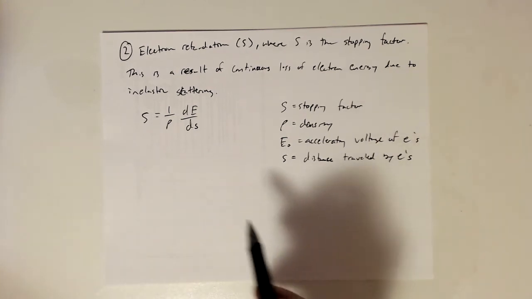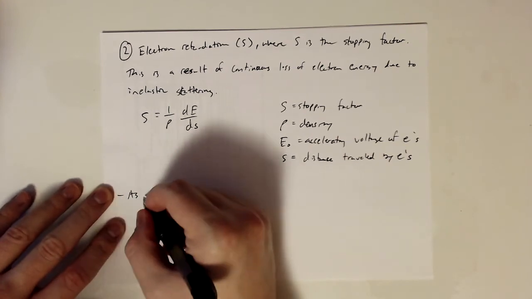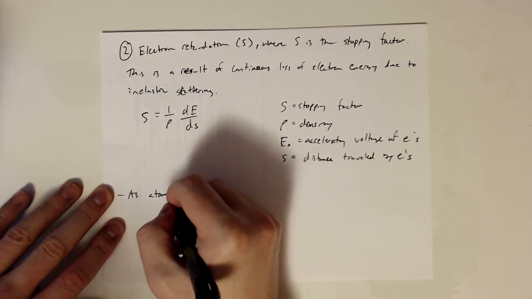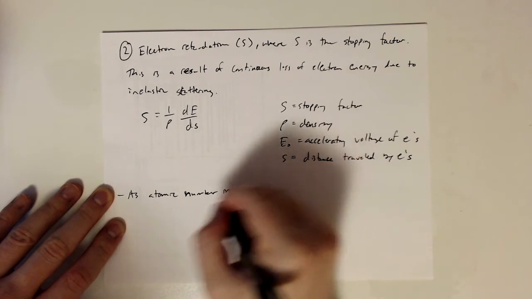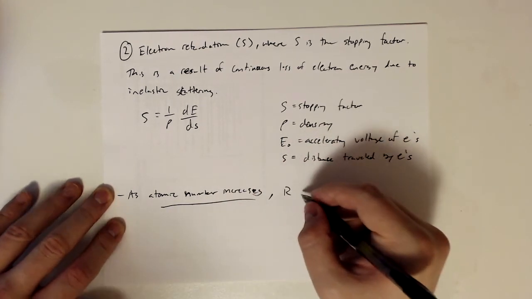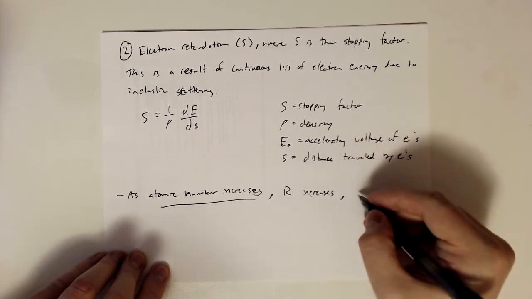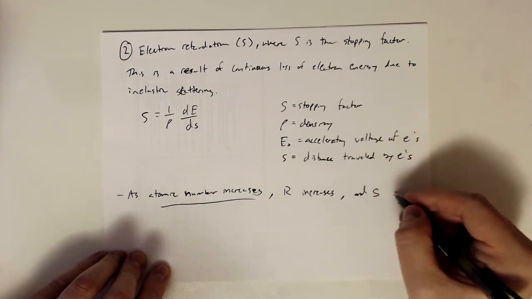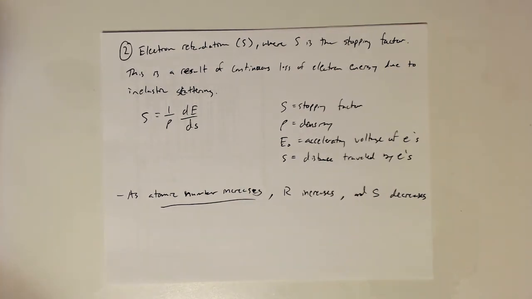So in this case, when we're talking about the stopping factor, the takeaway here is that as atomic number increases, R, the factor we talked about before, increases, whereas S decreases. So we have these two factors in the atomic number effect, and they have countering effects. So that's the atomic number effect Z. All right, so we've covered Z.